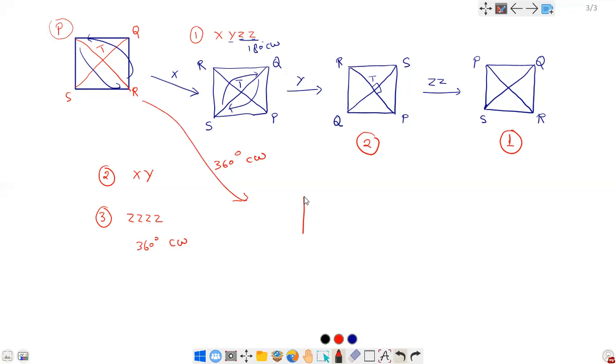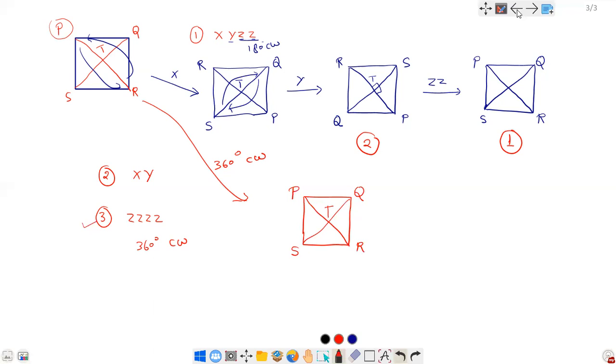So the final result after performing the z operation 4 times is: after rotating P 360°, P remains at its own location. Similarly, Q remains at its own location. Similarly, R remains at its own location, and S also remains at its own location. And T is this center. So this is the final structure after performing the third sequence, that is PQRS.